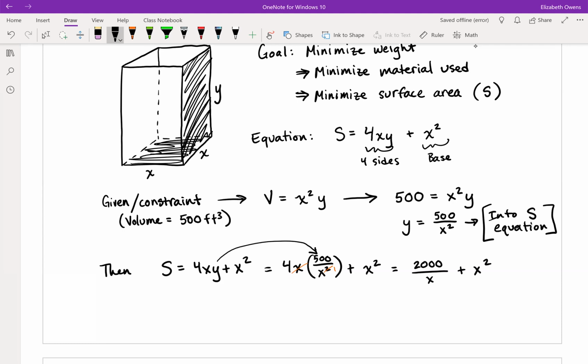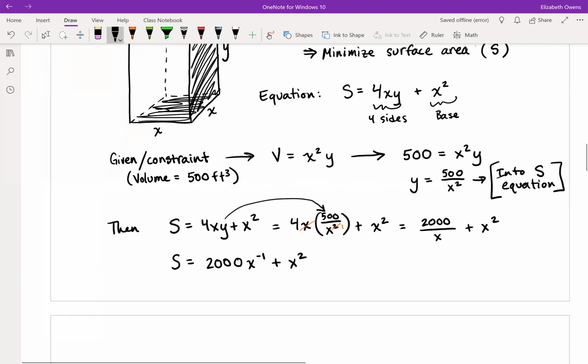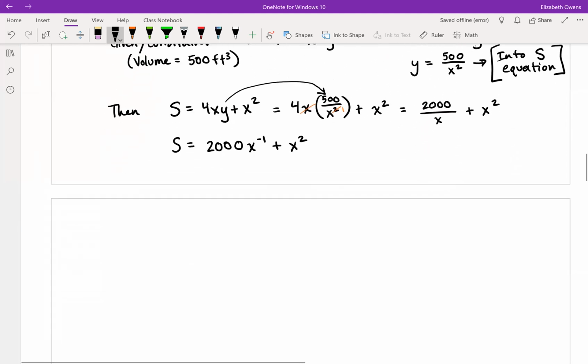All right. And now you can see that S is just a function of the variable x only, not x and y anymore. In order to make the next step easier, you could even write this as 2,000 x to the negative 1 plus x squared, because you know what's next. We're going to take a derivative and look for some critical points. Okay, so let's do it.